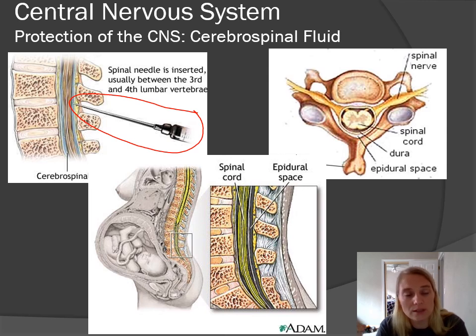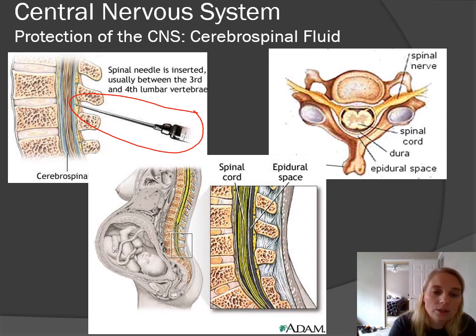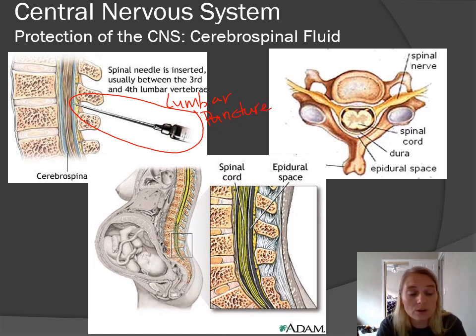And they usually do this test to look for infection. So this is what we call a lumbar puncture. It has to be done by a very highly trained anesthesiologist or a doctor to be able to pull out that fluid without damaging your spinal nerves.